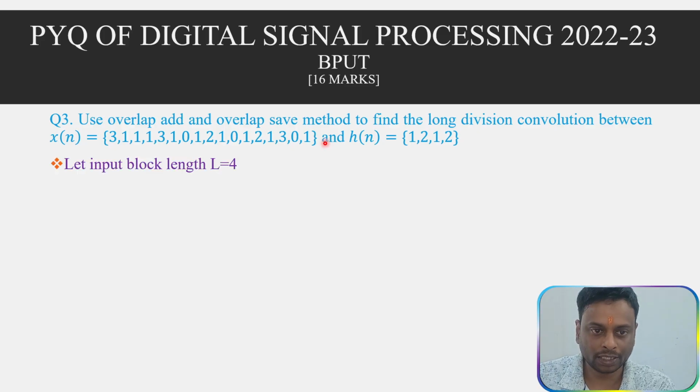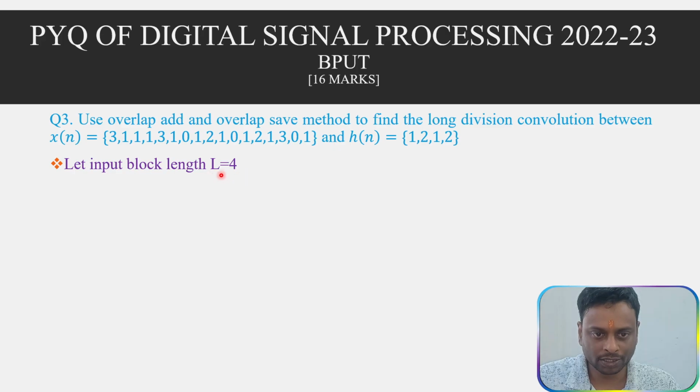So in this case, let us assume that the input block length is L equal to 4. So you have to partition this x of n into blocks of 4. Block length L is not given in the question, so we have chosen the block length equal to 4. If the block length is larger, you have fewer computations. If we choose a smaller block length, there will be more computations. So again, you can choose depending upon you.